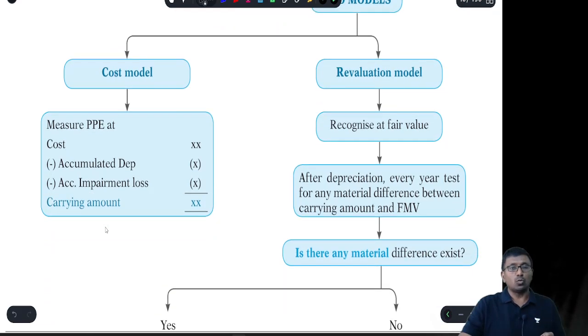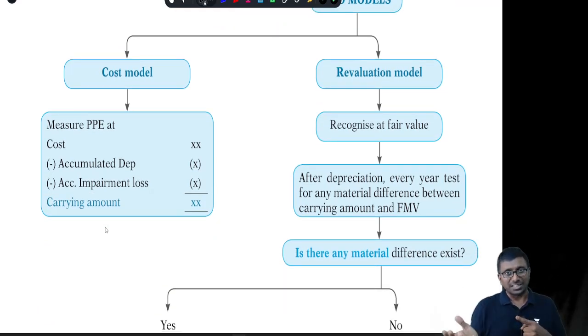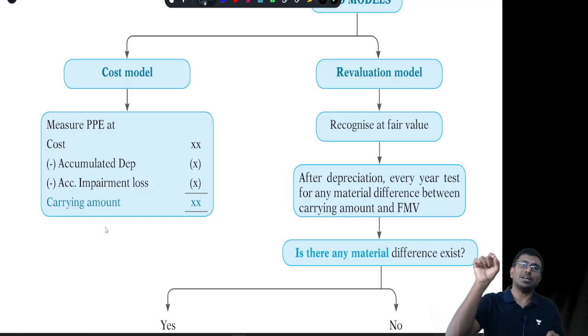Once you have chosen one model, if you change it at the end of the first year, that amounts to a change in accounting policy. Okay, right. So if you are following the cost model, it is simple. You will be measuring it at cost minus accumulated depreciation minus accumulated impairment loss, if there is any. Reduce it, and the net number will be presented in the balance sheet.